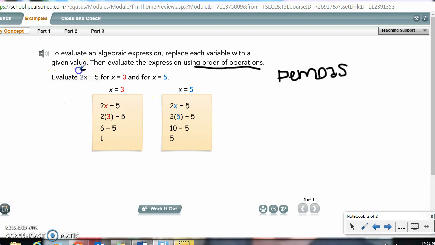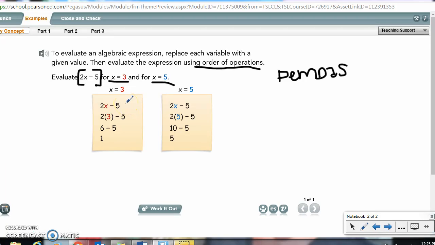They want you to evaluate 2x minus 5. So you know what 2 is, you know what minus 5 is, but here they want you to look at when x is equal to 3 and when x is equal to 5. All they're doing is comparing these using two different numbers to plug in for x. So if you have 2 here, they want you to plug in 3 for x, minus 5.